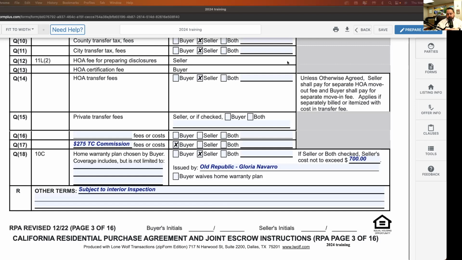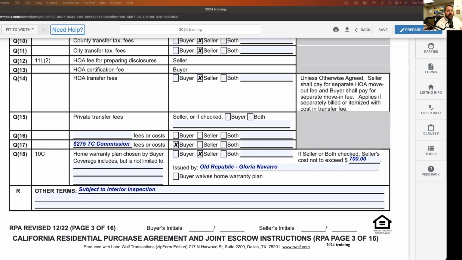Charlie, you had a question. Go ahead. Yes, hey, good morning, everyone. Morning, Kyle. So, when would this occur? Other terms subject to interior inspection. When would this occur? When you don't have access to the property to see the inside, like we said with tenants, whether that be a single family or with units. It's just when the buyer themselves don't have access to the interior of the property. That's what that's for.